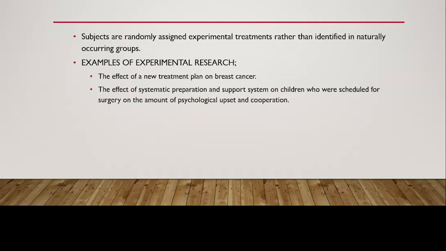Right. The following are examples of experimental research. 1. The effect of new treatment plan on breast cancer. New treatment plan on breast cancer. Again, there are two variables here. The new treatment plan, whatever it is, on the breast cancer.